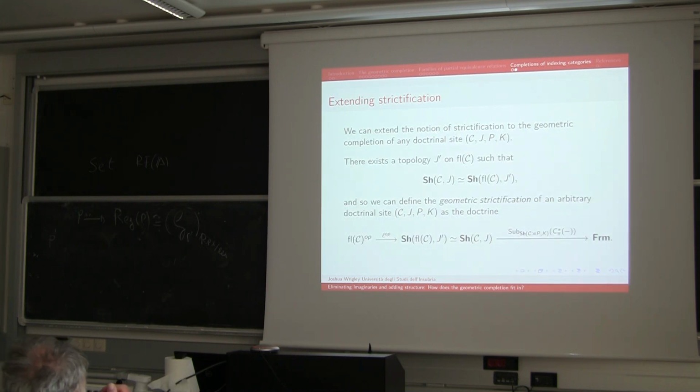And we can consider what this might look like in the geometric case, because whenever we have a base category and a Grothendieck topology on that category, then we can find another topology on its finite limit completion such that there's an equivalence of toposes.